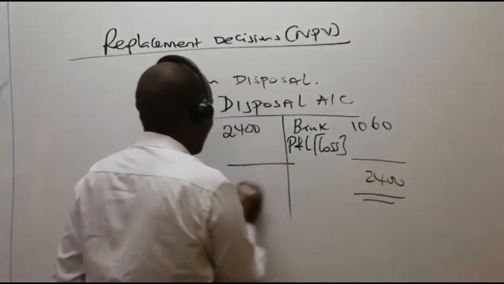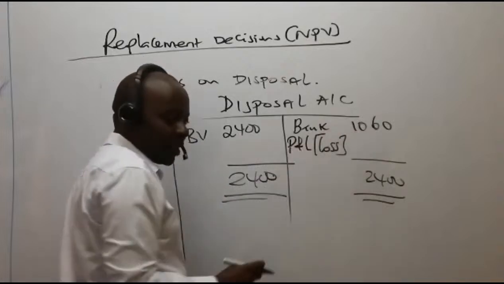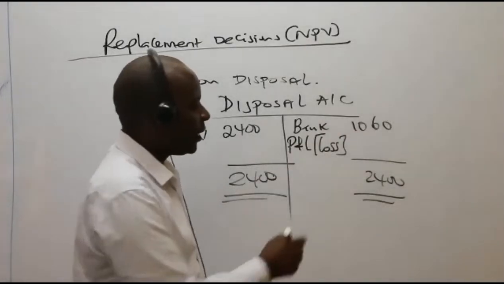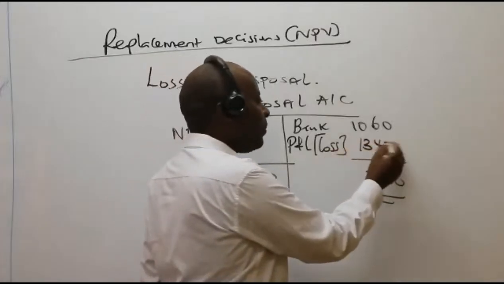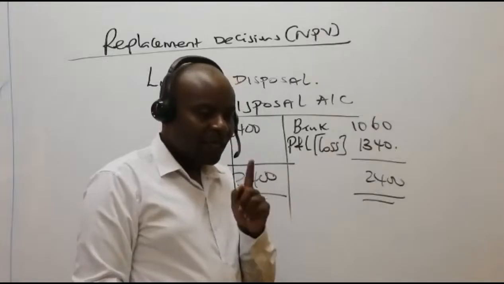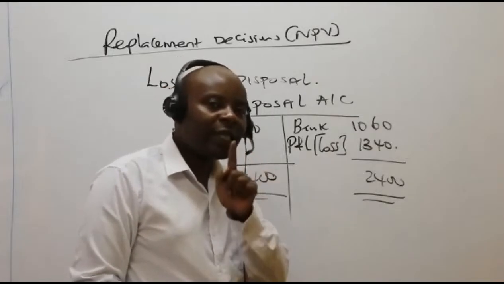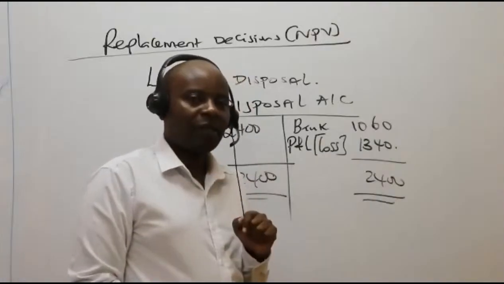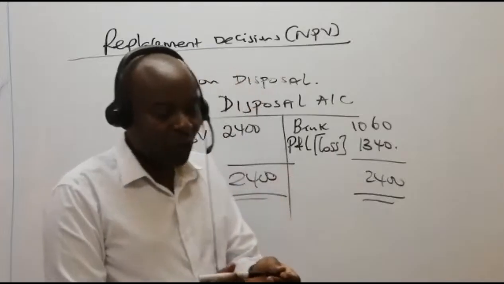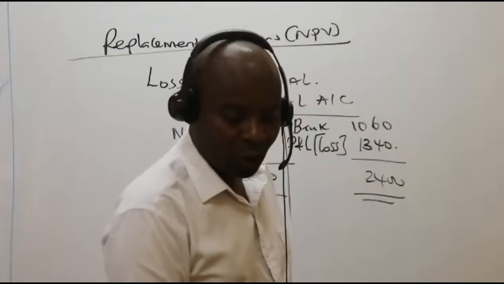2,400 is the bigger value. So what is 2,400 minus 1060? Somebody tell us the figure here. 1340. You can see the mistake that Nelly has already done up there. Nelly takes the proceeds. Disposal proceeds are not the same as scrap value. Disposal proceeds, the examiner will always tell you the disposal proceeds. Those are two different things.